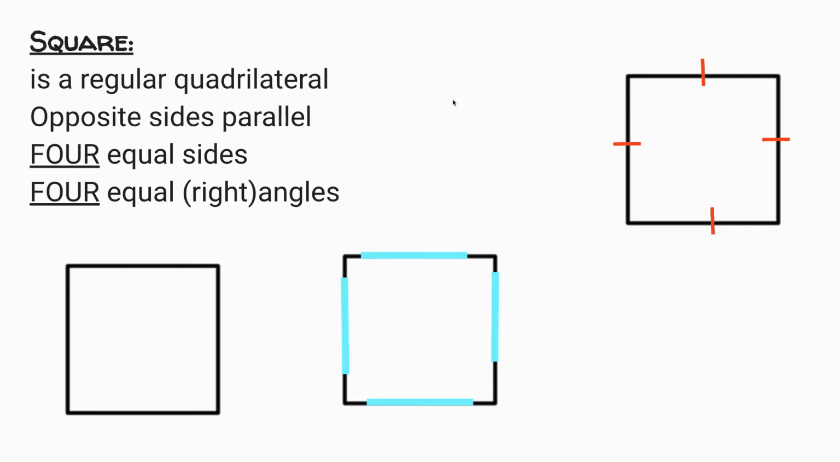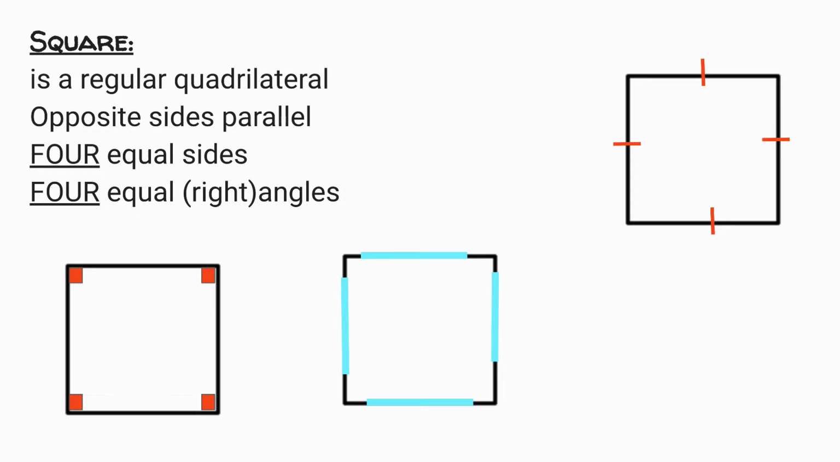Now in geometry, you're going to see little dashes on the side of shapes like that. That means they're equivalent to each other. This side is equal to all those others, right? So four equal sides and four equal right angles. Okay, so that is a square. Parallel sides, quadrilateral, equal sides, and four right angles.